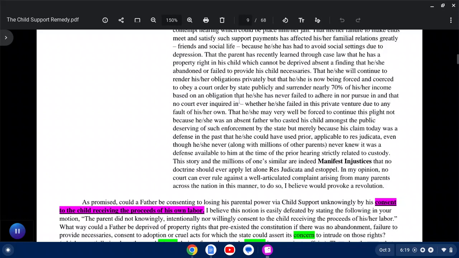and that no court ever inquired whether he or she failed in this private venture due to any fault of his or her own, that he or she may very well be forced to continue this plight, not because he or she was an absent father who cast his child amongst the public deserving of such enforcement by the state, but merely because his claim today was a defense in the past that he or she could have used, applicable to res judicata, even though he or she, along with millions of other parents, never knew it was a defense available at the time of the prior hearing, strictly related to custody.